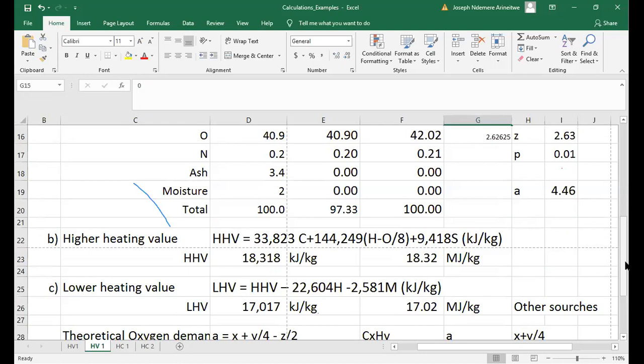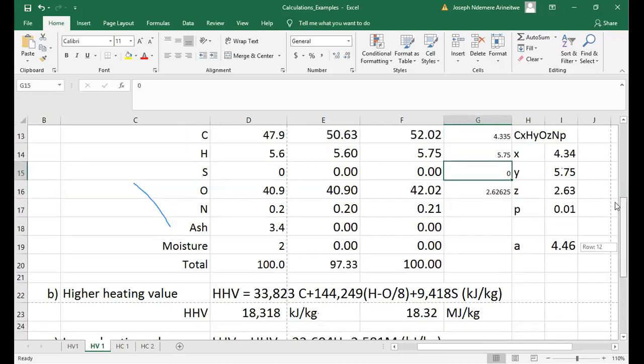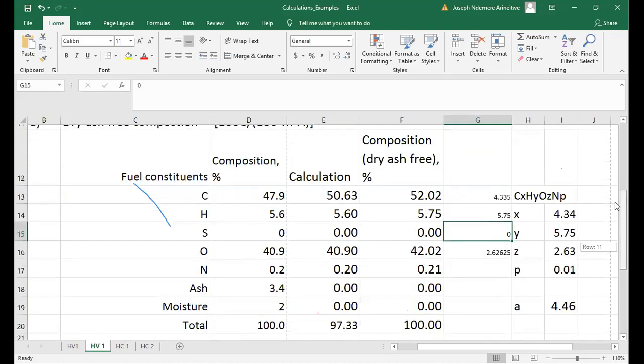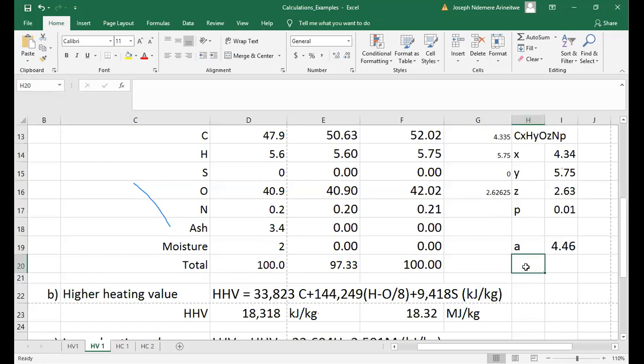If you saw the equation that we used to determine these values, it is carbon, hydrogen, and you add oxygen and you get carbon dioxide and water. So in determining the theoretical oxygen demand, we keep quiet on sulfur. The formula and the method only rely on carbon and hydrogen. So this is how you get the theoretical oxygen demand. And of course, the theoretical air demand.